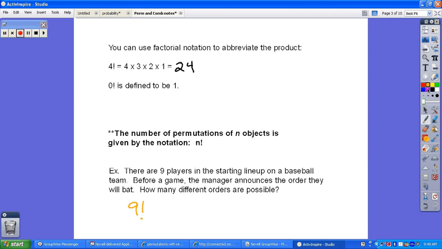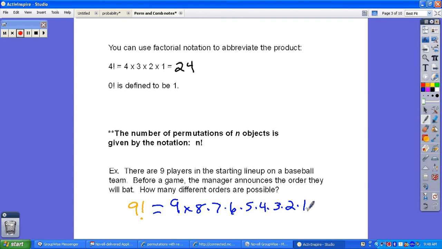I don't like how that color looks. Sorry. Let's do blue. I want something a little brighter. So we're looking at 9 factorial. So that's 9 times 8 times 7 times 6 times 5 times 4 times 3 times 2 times 1.